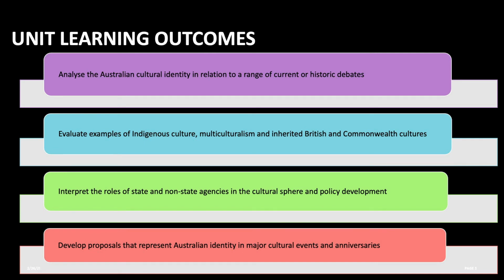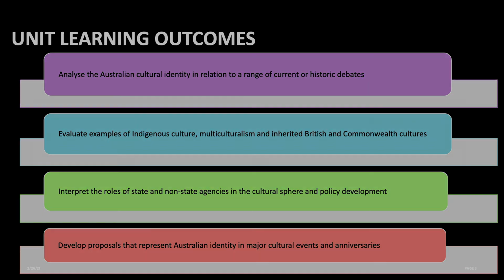This brings us to the learning outcomes for the unit. By the end of the unit, you should be able to analyse the Australian cultural identity in relation to a range of current or historic debates, evaluate examples of Indigenous culture, multiculturalism, and inherited British and Commonwealth cultures, investigate the roles of state and non-state agencies in the cultural sphere and policy development, and develop proposals that represent Australian identity in major cultural events and anniversaries.